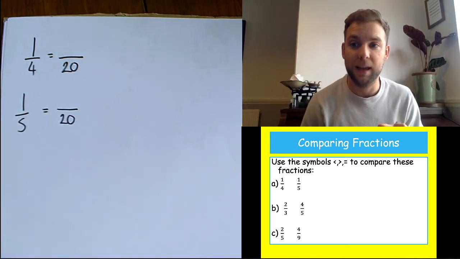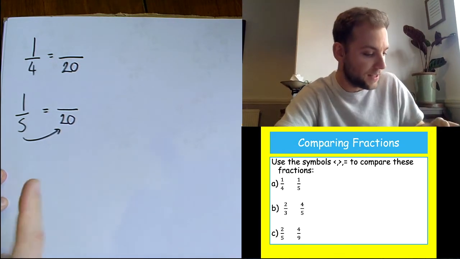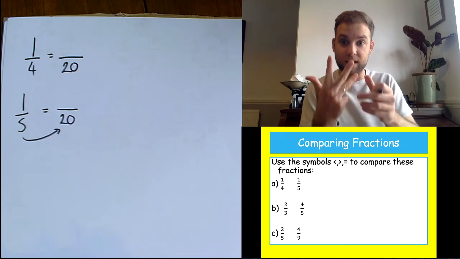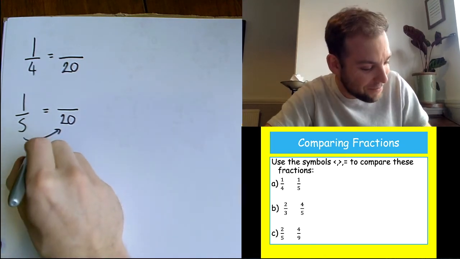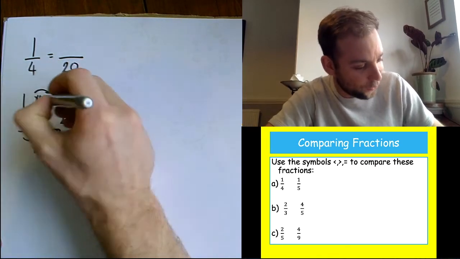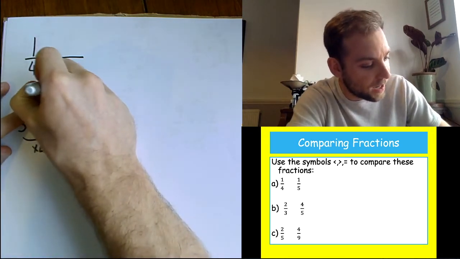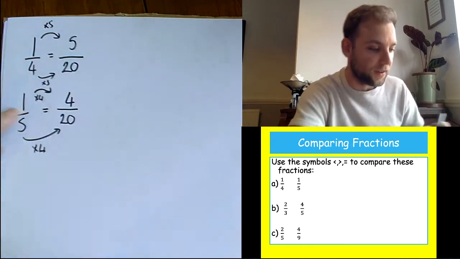And then you're just following the same pattern. So what do I need to times this by to get over 20? Well, 5 times by something is 20. We did it before. 5, 10, 15, 20. So that's 4. So times by 4 and times the top by 4, which is going to be 4 over 20. And this one here, we'll have times by 5 and times by 5. So 1 times by 5 is 5, so it's going to be 5 over 20.